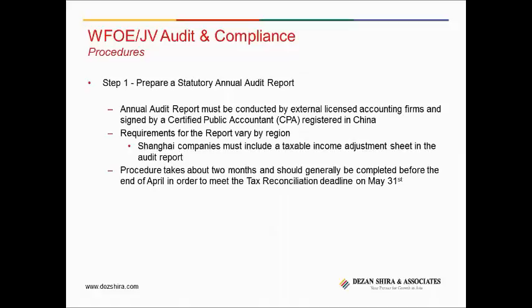For instance, in Shanghai, companies must include a taxable income adjustment sheet in the audit report, but this is not required in Hangzhou, Beijing, and Shenzhen. In general, the audit procedure takes about 2 months, and the audit report should typically be completed before the end of April in order to allow time for the company to meet the May 31st tax reconciliation deadline.